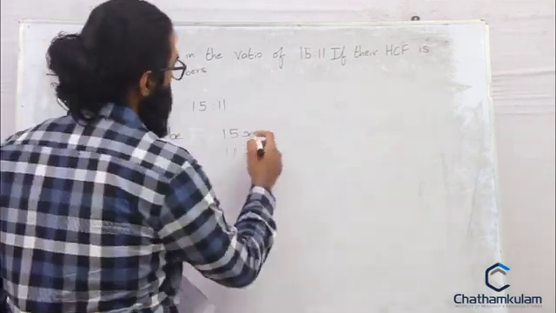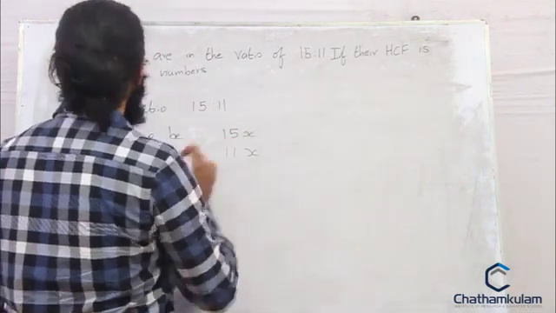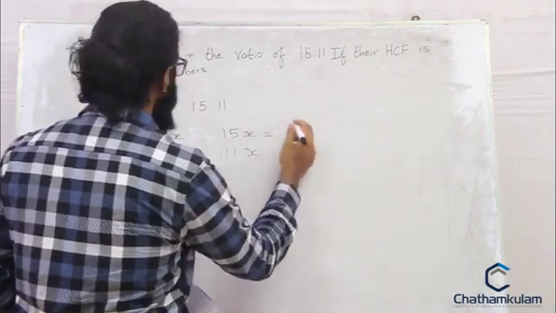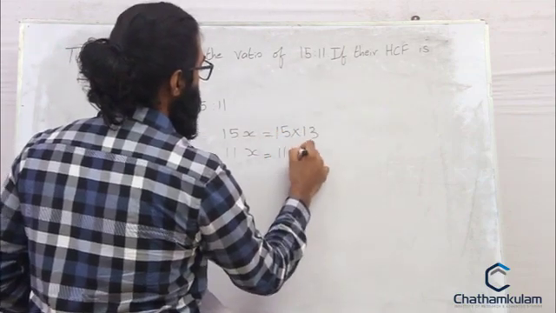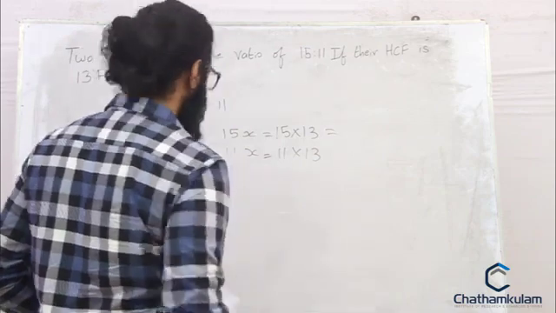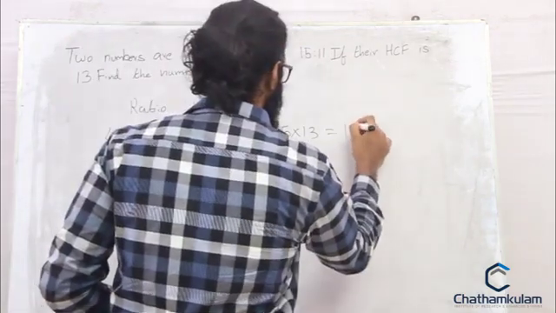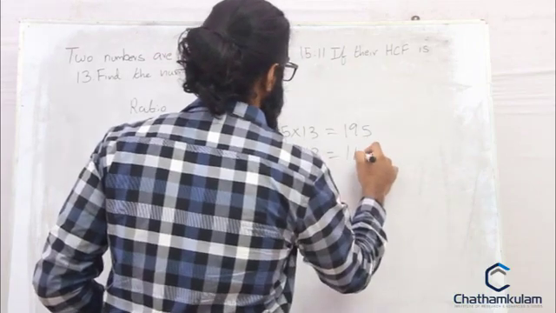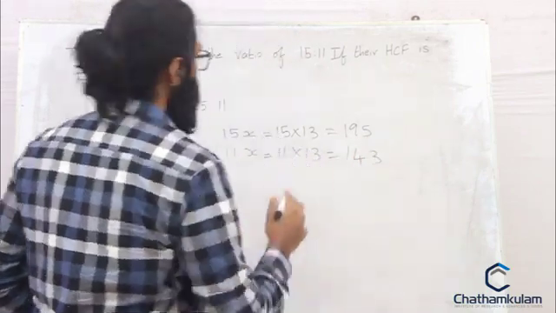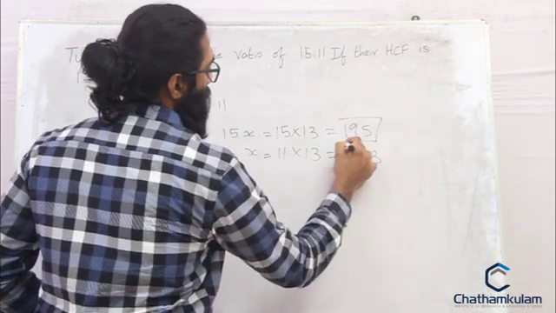So we can replace this x as 13, right? So 15 into 13 here and 11 into 13 here. 15 into 13 is 195 and 11 into 13 is 143. So these two are the numbers.